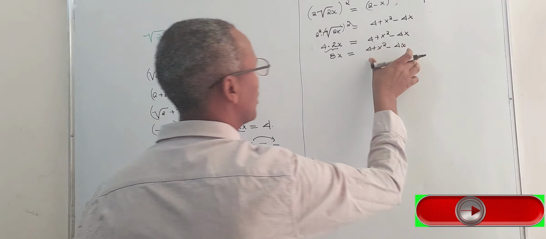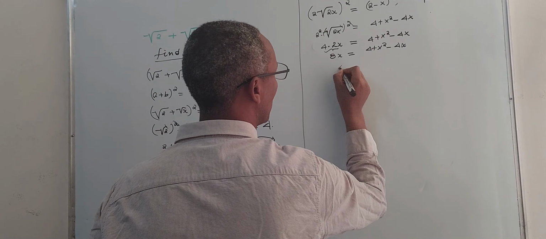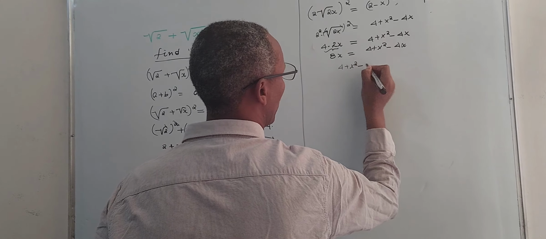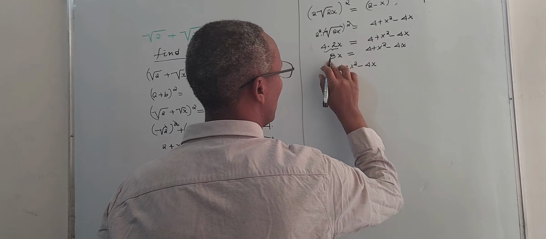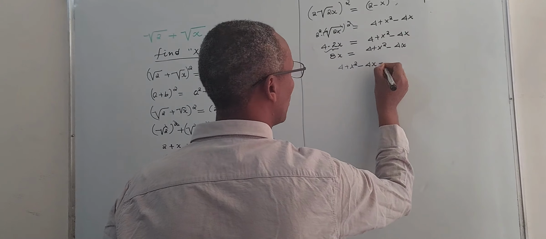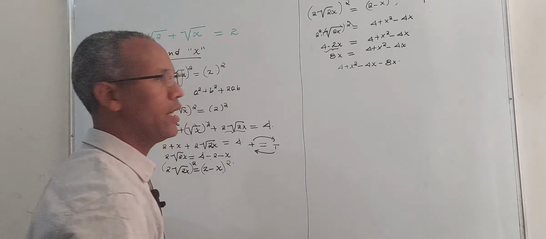Now you can collect like terms, or you can move this over here. Now you will get x and 4 plus x squared minus 4x. When you move this 8x to the right side, you will get 8x.